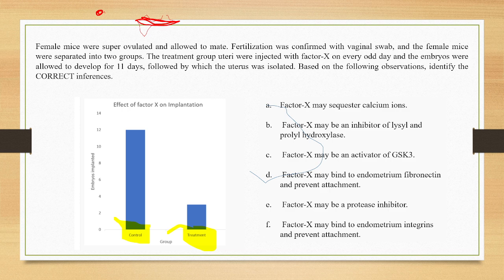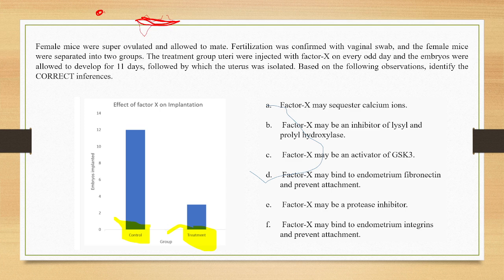Then factor X may be a protease inhibitor. Now we have just studied that the trophoblast secretes some kinds of proteases, and these proteases disrupt the uterine wall also, which helps in establishing a connection. So if the protease is inhibited, then again the implantation would be inhibited because the connection cannot be built. So these proteases help in remodeling, and therefore the implantation is compromised.